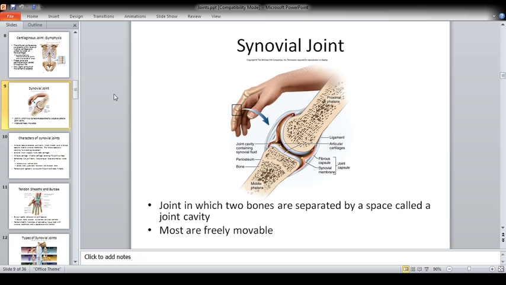So the synovial joint is a joint in which two bones are separated by a space that is called a joint cavity. A cavity is a space that is located anywhere in the body, such as the abdominal cavity, which contains the abdominal organs, and the thoracic cavity, which contains the lungs, etc. So this cavity would contain some fluid and other structures that would be helpful in the movement of the joint as well as decreasing the resistance that is present between the two bones while moving.